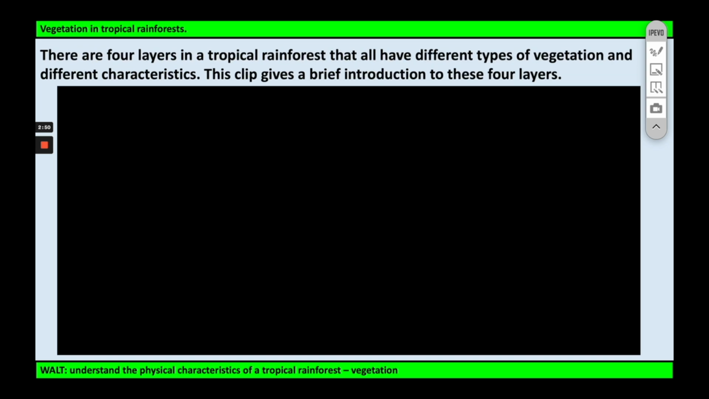So we're going to watch a quick video on the 4 layers in a tropical rainforest now. All I want you to try and do is write down what the 4 layers of a tropical rainforest are. And a bit of a challenge, can you write down the differences between the 4 layers? So not only what the 4 layers are, what they're called, but also what they are like. What are their different characteristics?